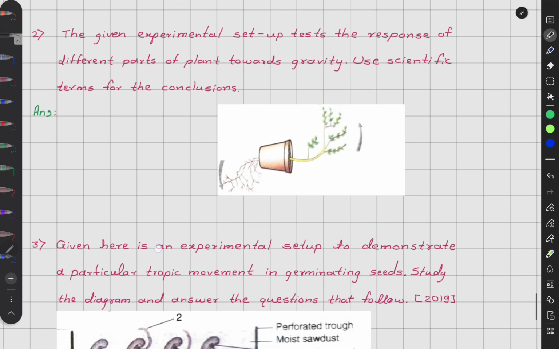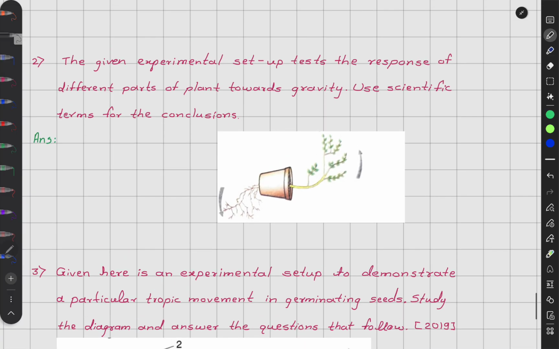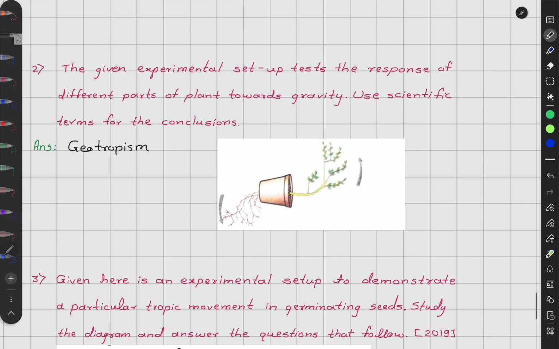Question 2: the given experimental setup tests the response of different parts of plants towards gravity. Use scientific terms for the conclusion. The experiment is about geotropism, in which shoot shows negative geotropism and root shows positive geotropism.